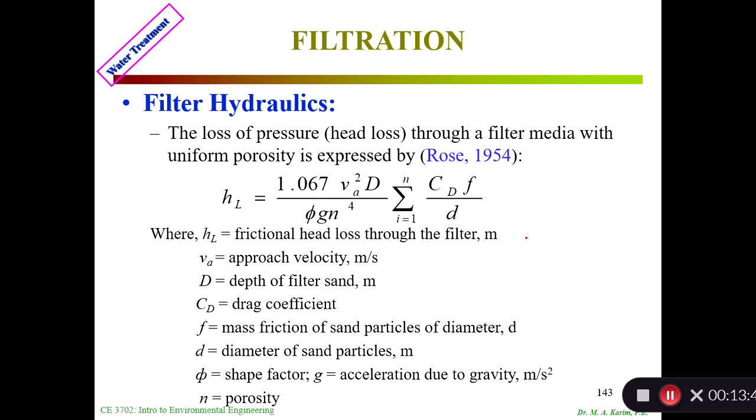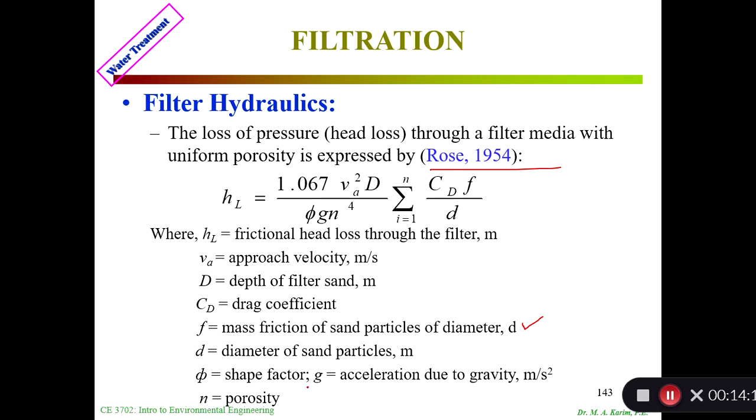Here is how to calculate the hydraulic pressure loss. In this case, the Rose equation is this. So head loss, where CD is the drag coefficient. You remember that F is the mass fraction of sand particles of diameter D. Mass fraction of sand particles of a given diameter, in different cases you should be able to find it.